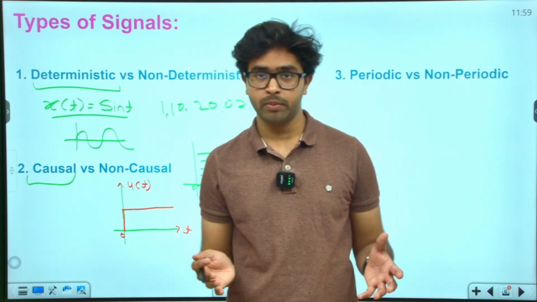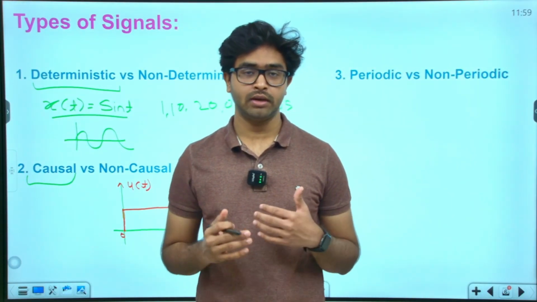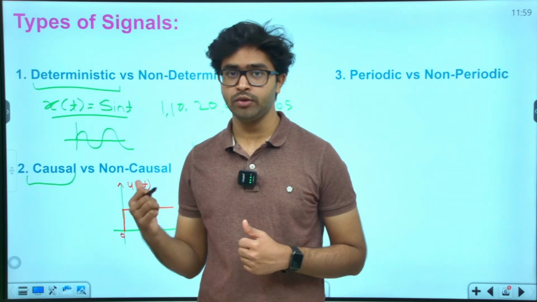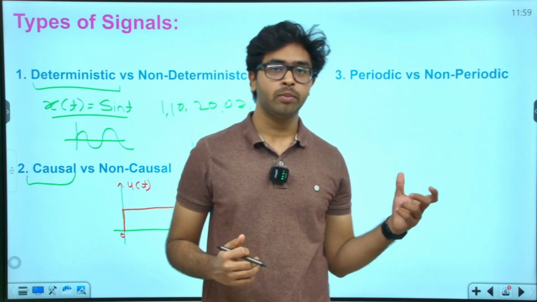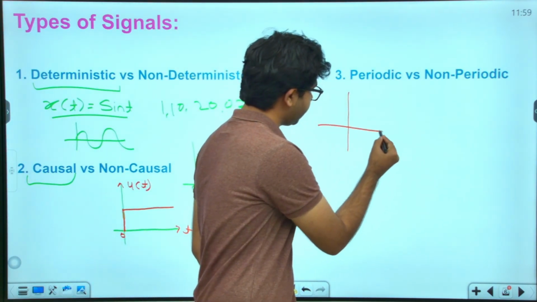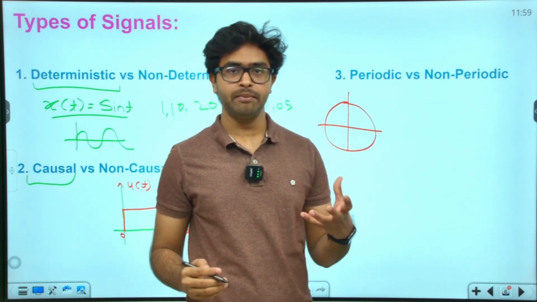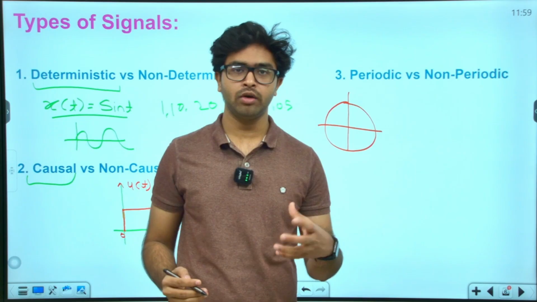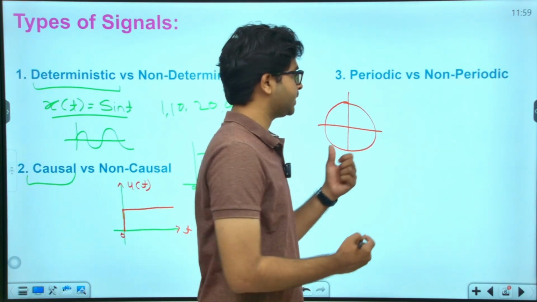There is also one more property, the anti-causal. We will see it once we start discussing various examples related to causality and non-causality. Then third comes periodic and non-periodic. If any signal repeats itself after some time interval, then it's a periodic signal.